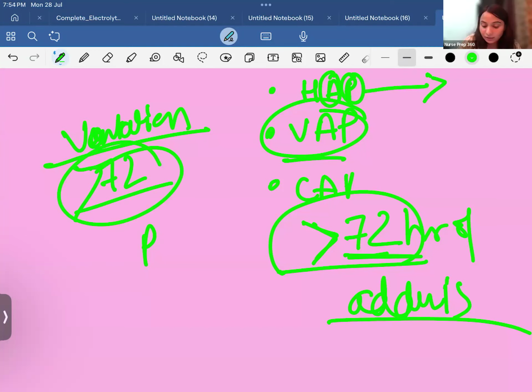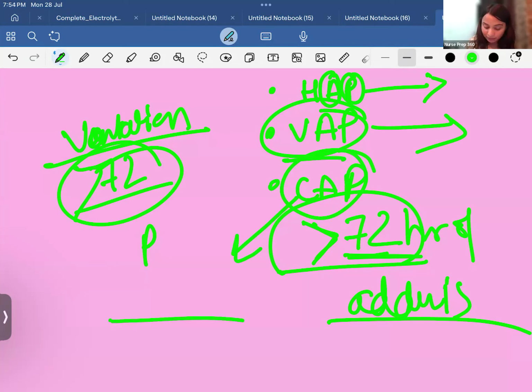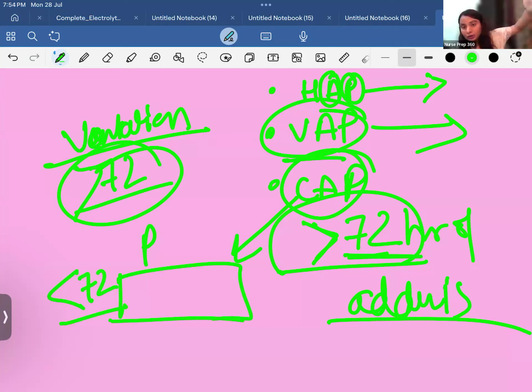So hospital acquired pneumonia, ventilated acquired pneumonia, and there's one more thing which is called community acquired pneumonia. It means that when your patient was admitted in the hospital, and in less than 72 hours, the patient got pneumonia. It means that the causative bacteria was from the outside.